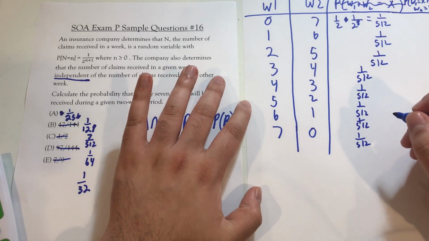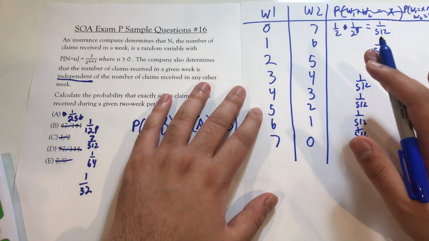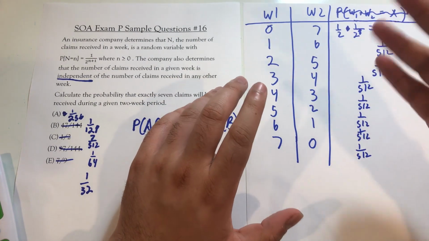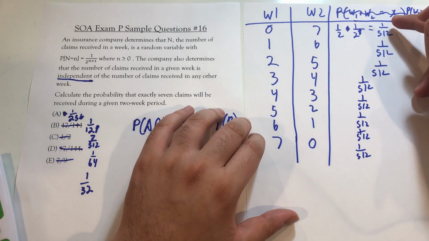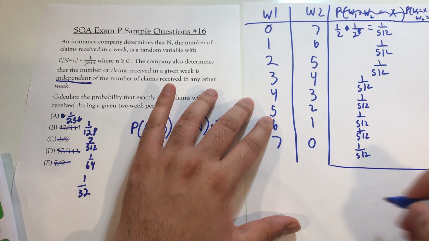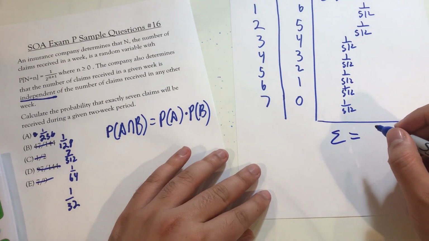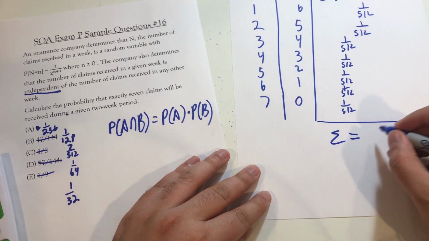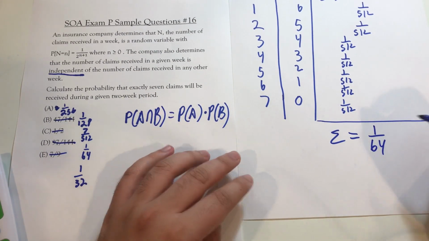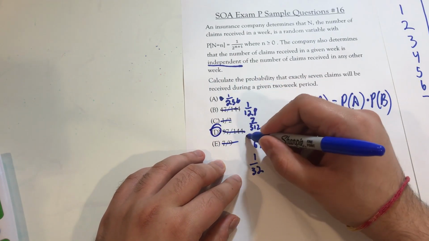Now, to do the union, to figure out, okay, what is the probability that I have week 1 be 0, week 2 be 7, or week 1 be 1, week 2 be 6, or week 1 be 2, week 2 be 5 claims, is to just sum them all up, right? So I'm just doing 1 over 512 added to itself 8 times, so that'd just be the same as multiplying by 8. So the total, the summation, is going to be equal to 1 over 512 times 8, which is 1 over 64. That was actually a lot easier than it initially seemed. And that would be my final answer, which lines up with answer choice D, 1 over 64.